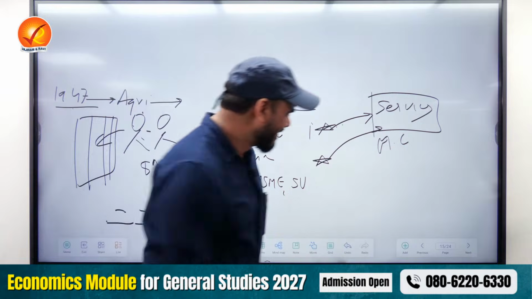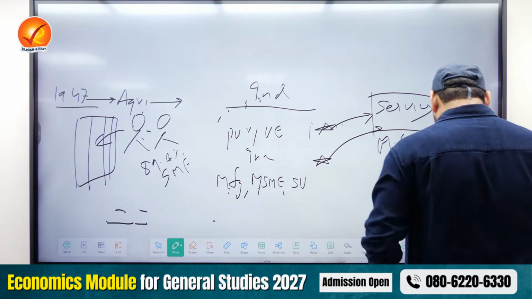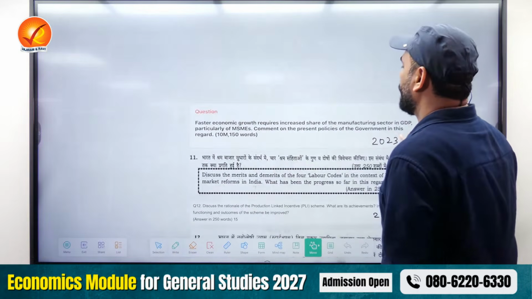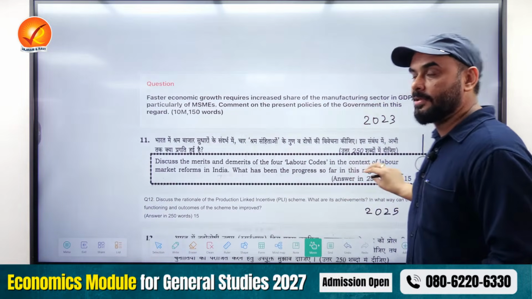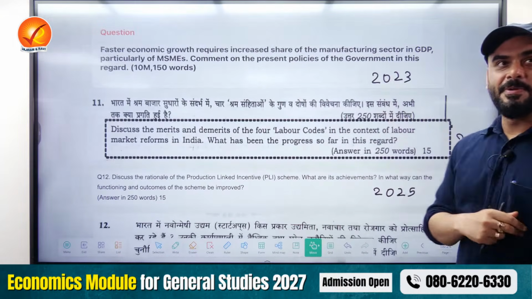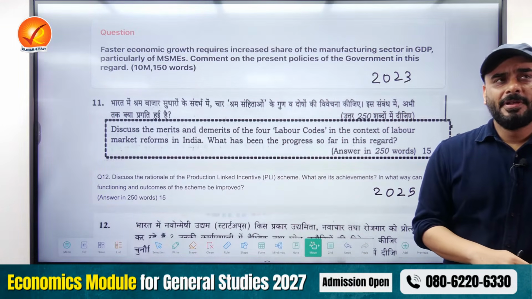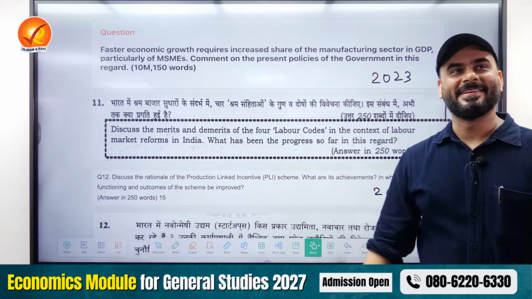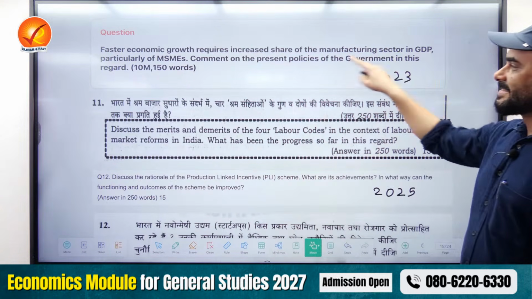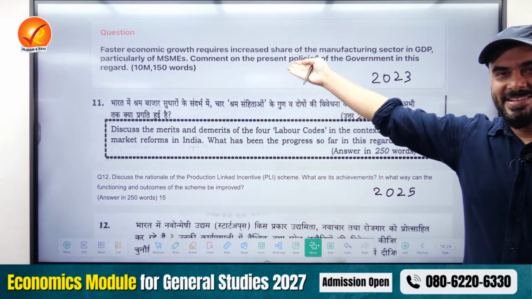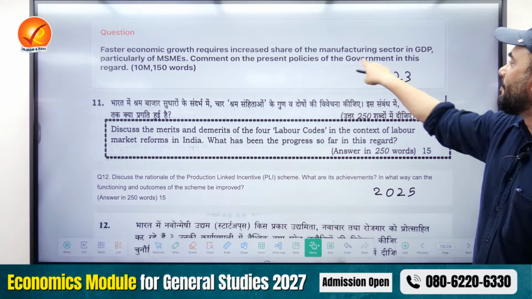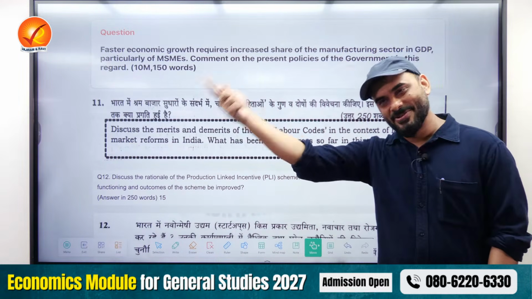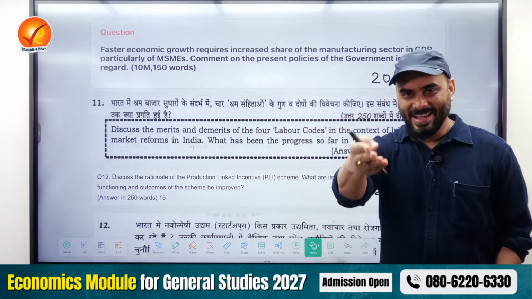Let me show you. So I told you how to fill the gap with these three. Let me show you what UPSC has done. Let's read. UPSC 2023 GS paper 3 mains. Let's read the question. Faster economic growth requires increased share of manufacturing, particularly MSMEs. Comment on the present policies of the government in this regard. There you go. So they have asked you manufacturing also, they have asked you MSME also. Why? Because that is how you fill the gap, as simple as that.